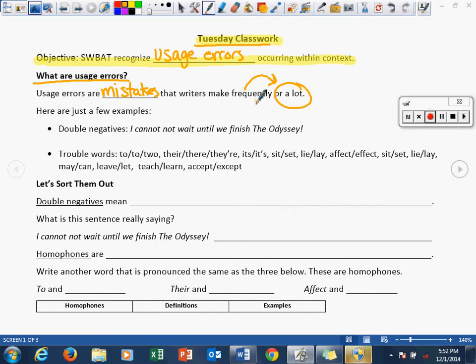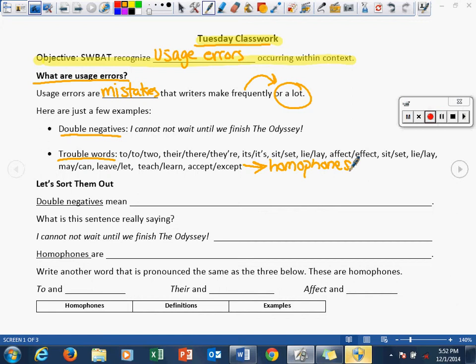So we're going to start looking at just a couple today. We're right down here. Underline double negatives, that's one we're going to look at. And then trouble words, that's the other we're going to look at. More specifically with trouble words, and draw this just as I'm drawing it, we're going to look at homophones. Write that.